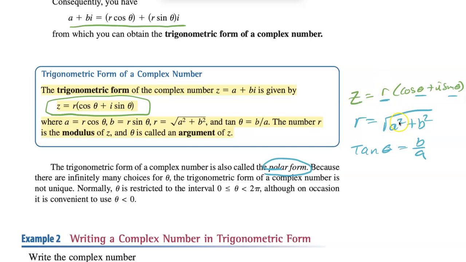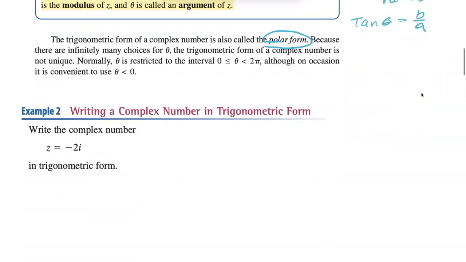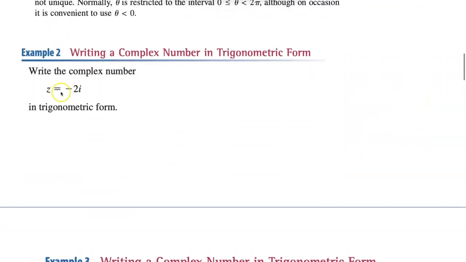That we're going to find, like, Pythagorean theorem basically, and we're going to find the angle. So first problem here, write the complex number z equals negative 2 in trigonometric form. So first, let's write it in proper complex form, 0 minus 2i. Right, so if I want to write it in trigonometric form, that is this: r cosine theta plus i sine theta.